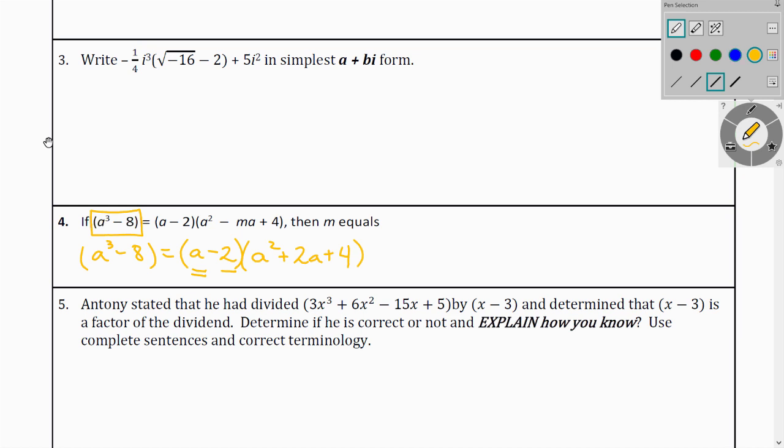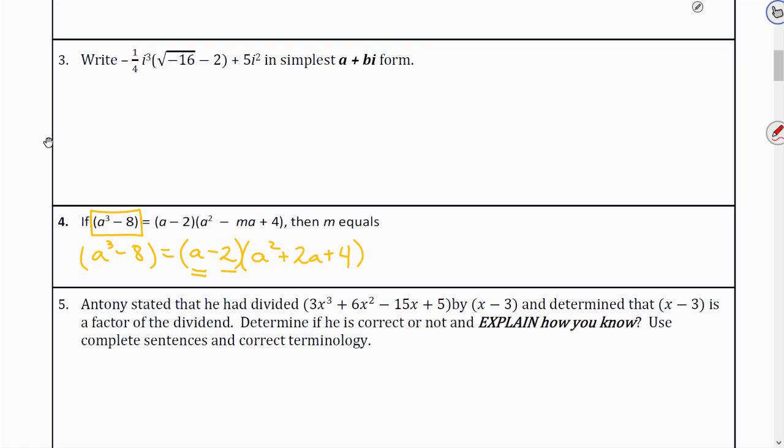Okay, that's the process for either sum or difference of cubes. That process works for either one. Now, if we compare this one up here and this one down here, the only difference is this m value, which means negative m equals 2, which means that m must be -2.